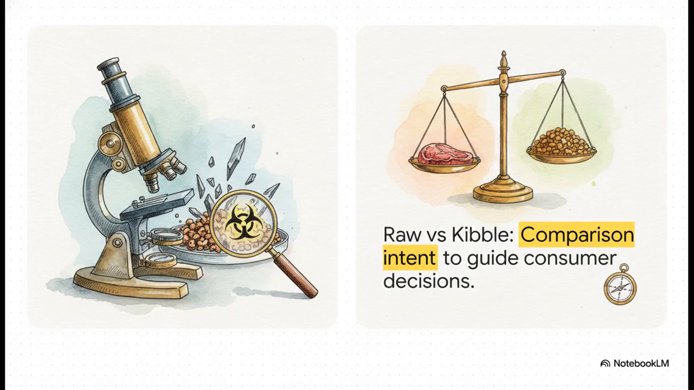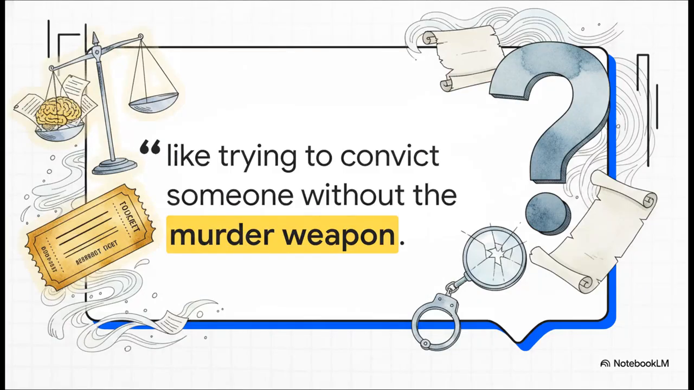Right. But then you contrast that with something like raw versus kibble diets. The search intent completely flips over to comparison. The audience already knows what the options are, so the narrative angle has to shift. You aren't uncovering a hidden danger. Instead, you're acting as a guide to help consumers navigate a really complex purchasing decision. Now, both of those topics hit the golden ticket, right? They have high public concern backed by undeniable research.